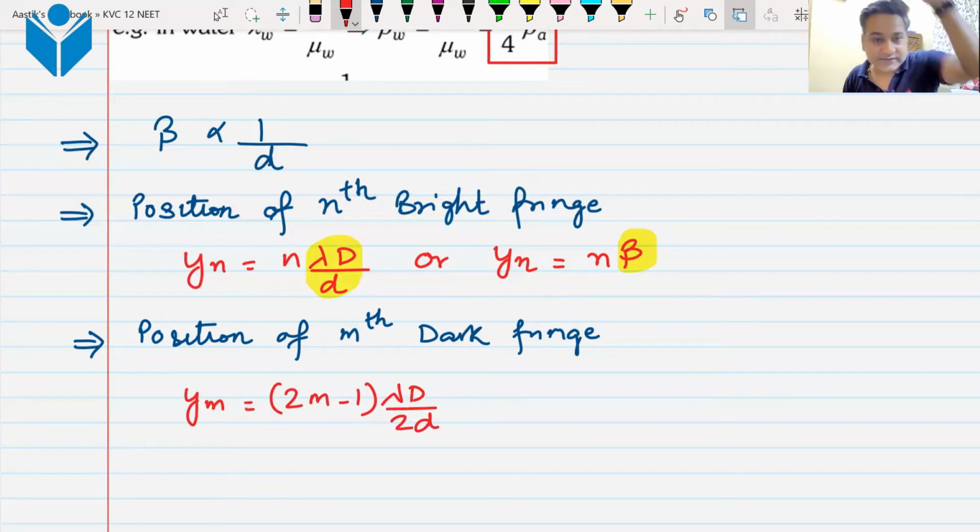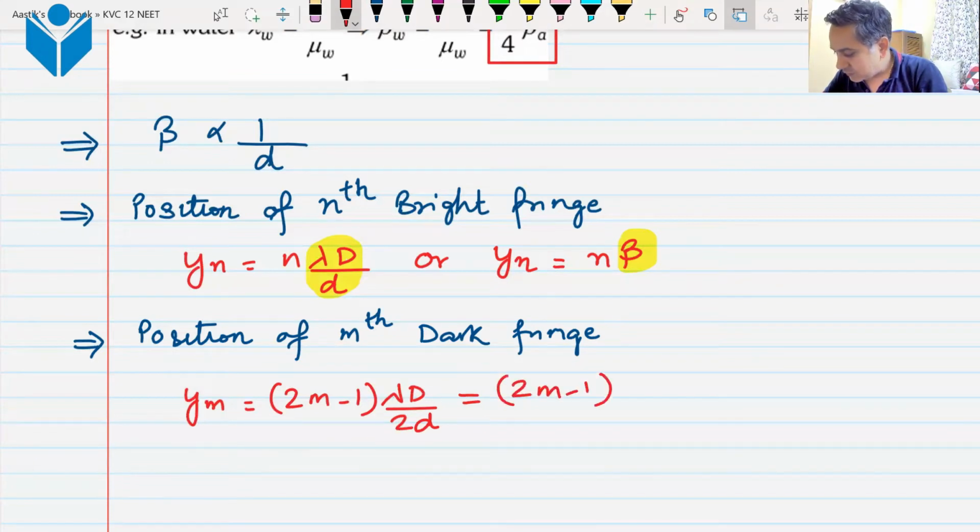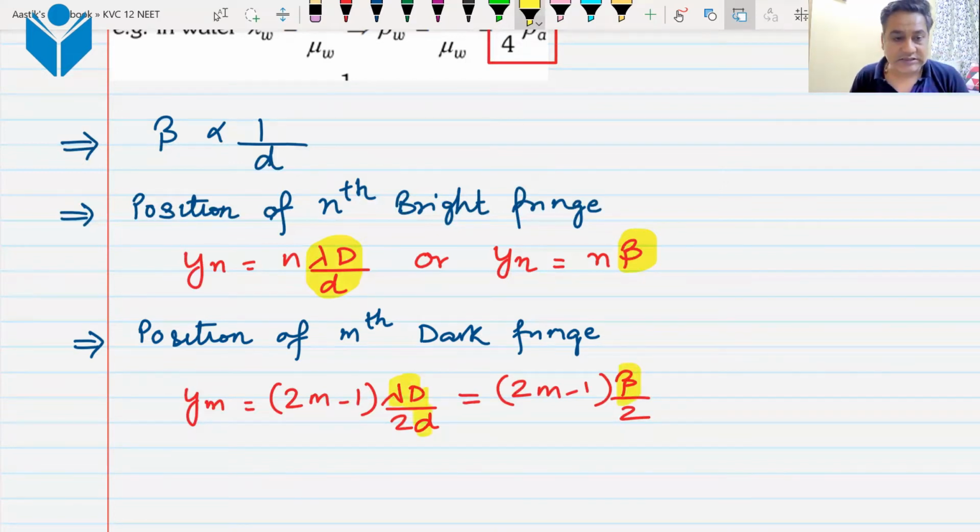Yes or no? Yes, sir. Now you can also write it as (2m minus 1) into beta by 2, and it becomes easier for you to remember both things, that beta is nothing but lambda capital D by small d. Do we understand this? Yes or no? Yes, sir. I hope everyone is writing.